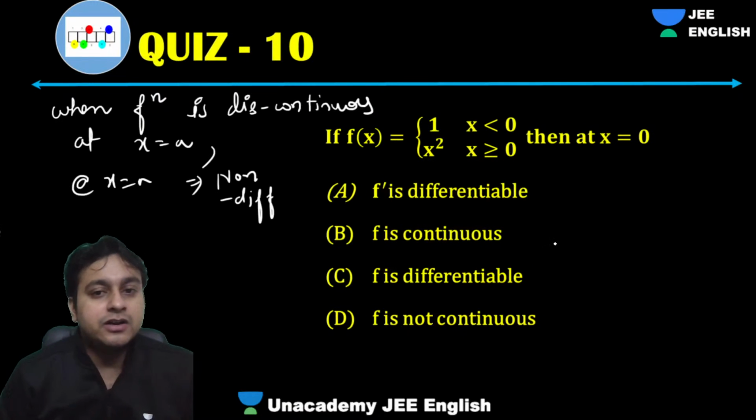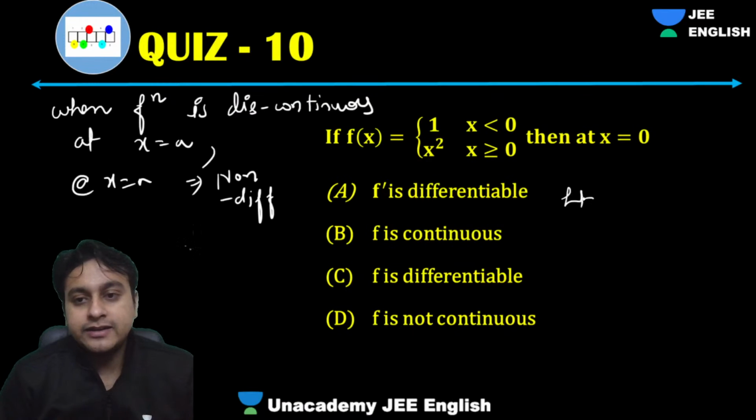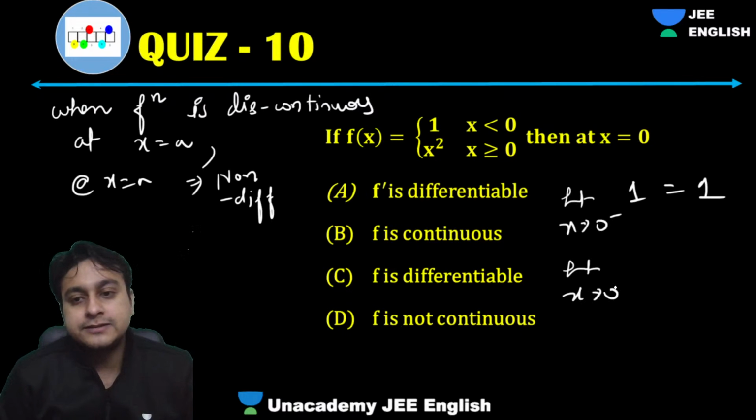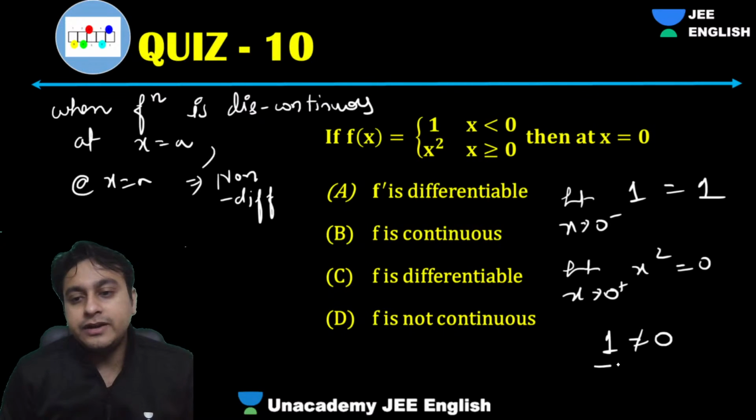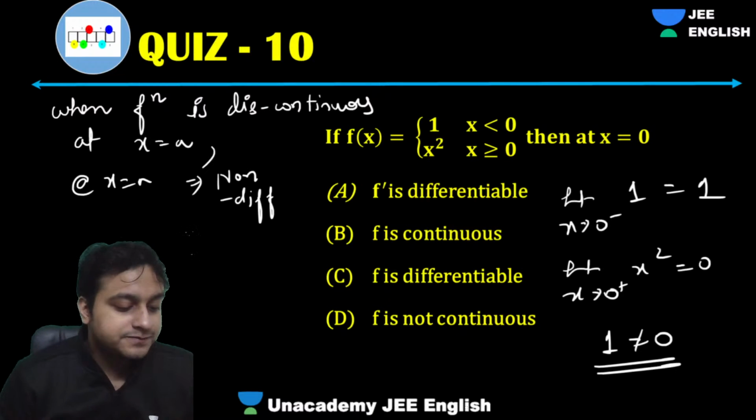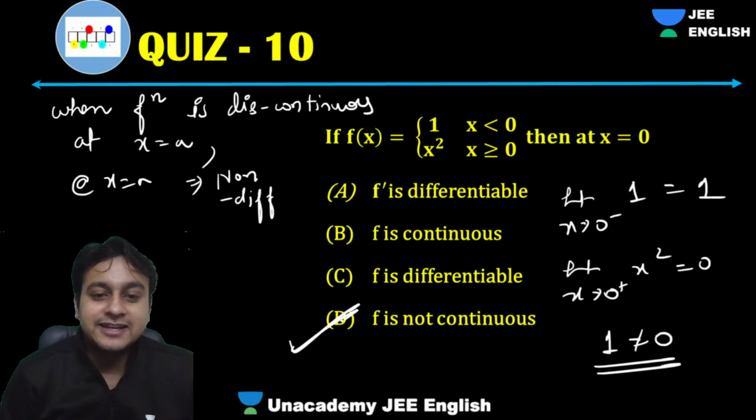पहले continuity check करो. So guys, if you take a look at the limit x tending to 0 minus f of x, that is 1, and limit x tending to 0 plus x square, which is 0, right? है ना? तो 1 not equal to 0, so continuity ही नहीं है. There is no continuity. So this is the answer.